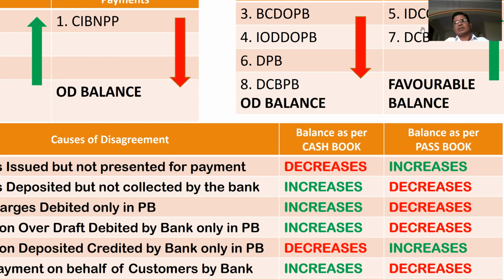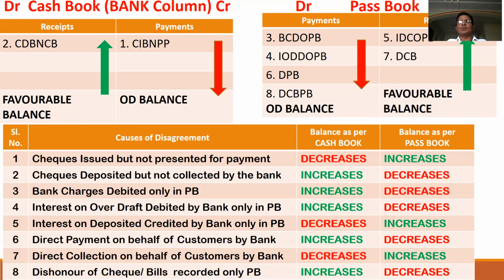And interest on deposits credited only in passbook. Whatever is credited in passbook, passbook increases, which means cash book decreases. Directly credited in the passbook, passbook increases, cash book decreases. If you remember this chart, this is cash book, this is passbook.